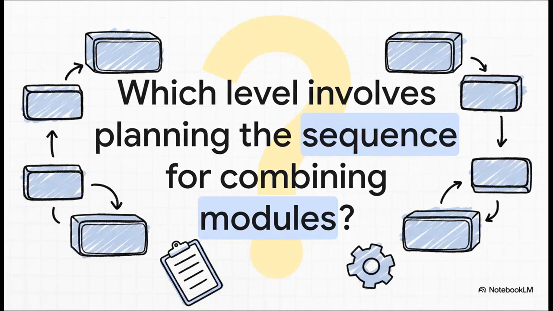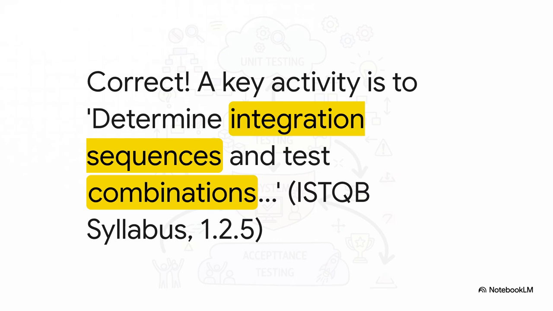A test manager is planning the sequence for combining different modules. What level is that? Is it A, component, B, component integration, or C, system testing? Really think about where the focus is. Is it on one single piece, or is it on how all the pieces connect? And the answer is B, component integration testing. The reason why is spelled out right there in the syllabus, which literally lists determining those integration sequences as a key management activity for this specific level.